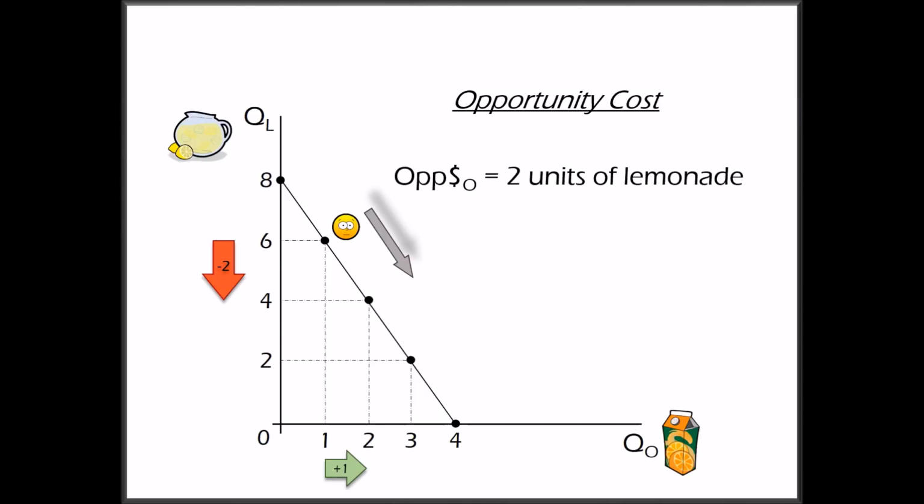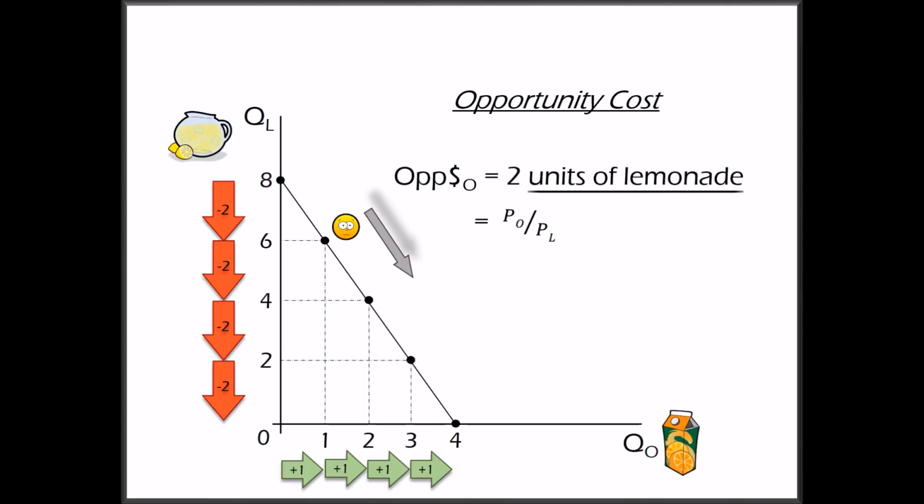This is also equal to the price of orange juice divided by the price of lemonade, which is the same as the slope of this line. Since the CPC is a straight line, the opportunity cost is constant along the whole line. Note that the opportunity cost of one product is not in terms of money. It is in relation to the other product. We call this comparative analysis, and we use this very often in economics.